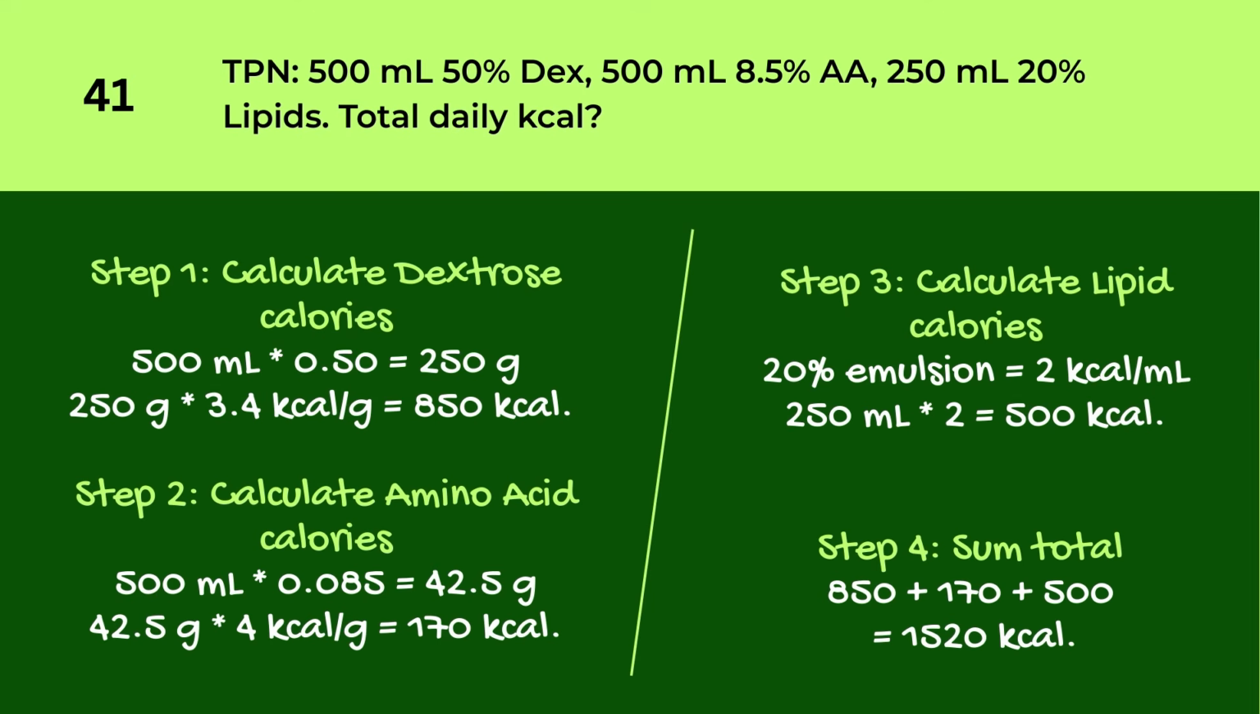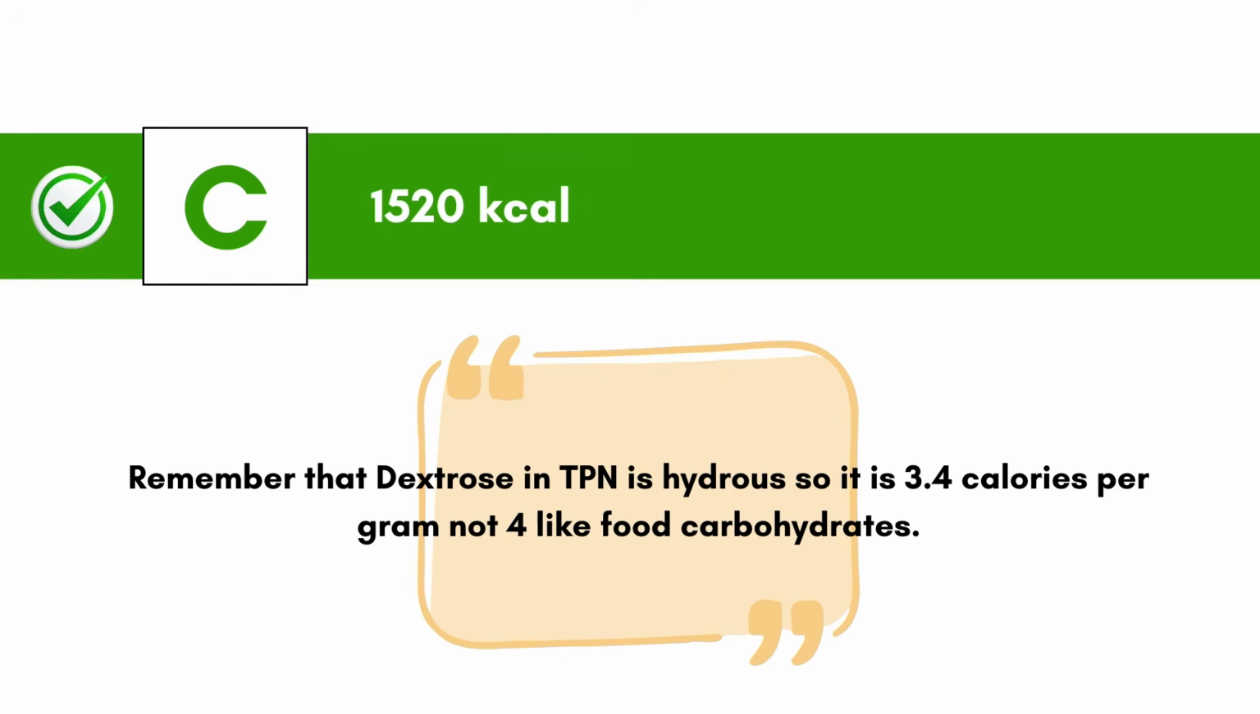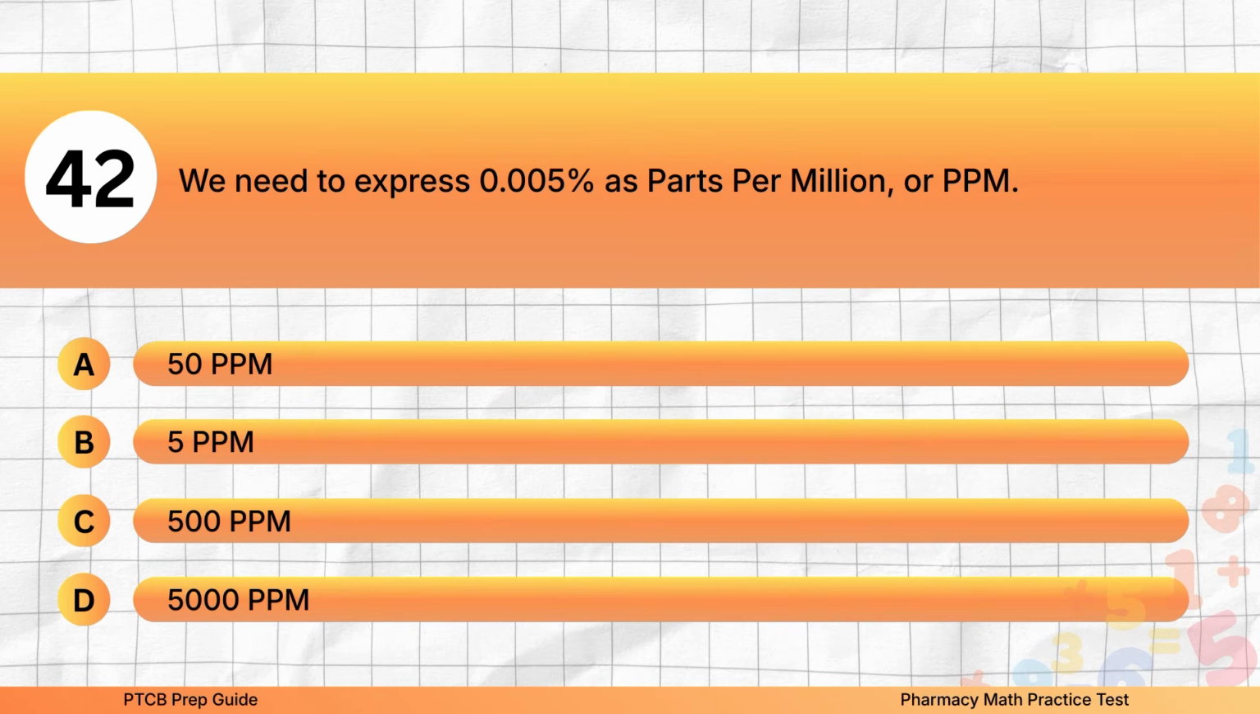Add those three values up. 850 plus 170 plus 500 equals 1520 total calories. Spot on. Option C is correct. Remember that dextrose in TPN is hydrous, so it is 3.4 calories per gram, not 4 like food carbohydrates. Moving on to question 42.